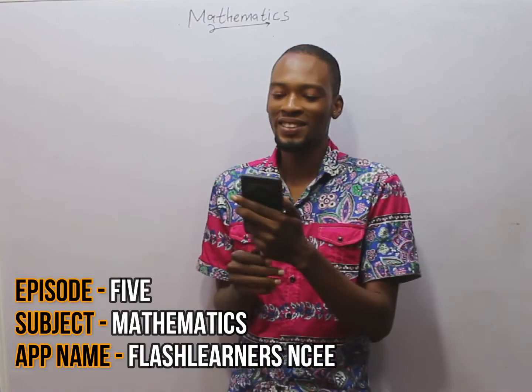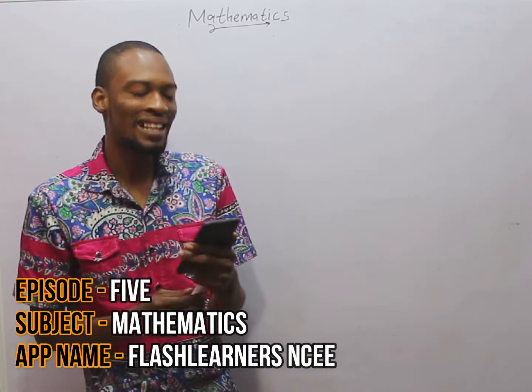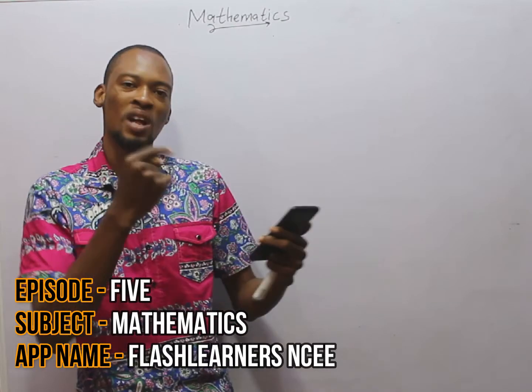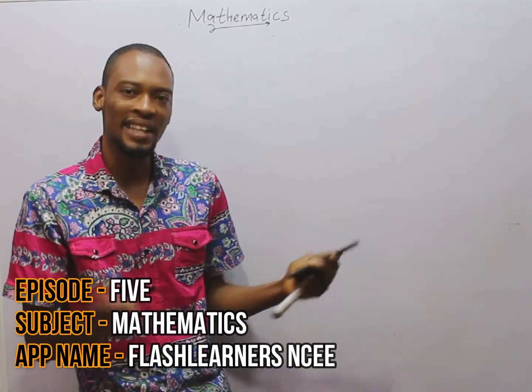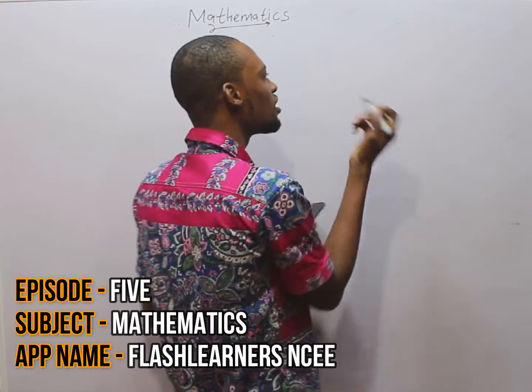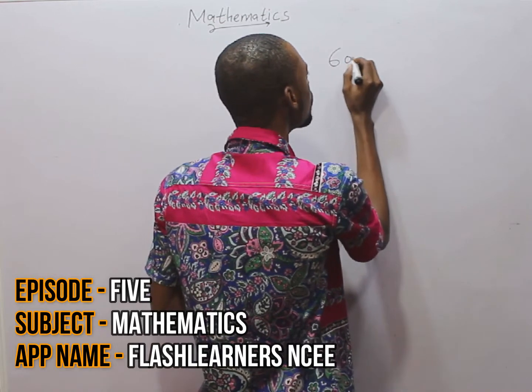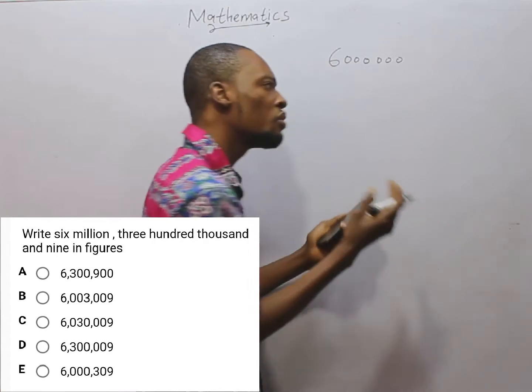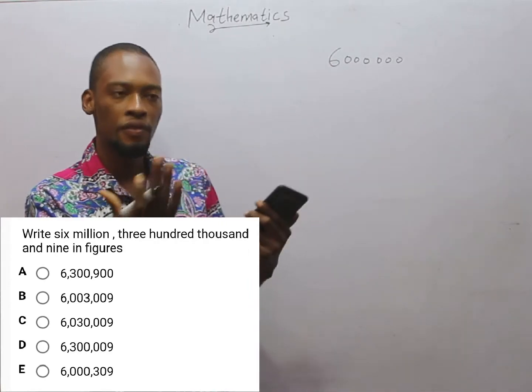Write 6,300,009 in figures. We have 6 million, we have 300,000, and we have 9. So what is 6 million? 6 million is simply 6 with 6 zeros. That is million. Million has 6 zeros in the front.